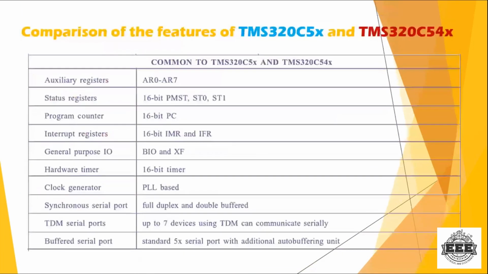Now we are going to see the common features presented in both the TMS5x processor and the 54x processor. There will be no variation between the two processors. Auxiliary registers AR0 to AR7, that is 8 auxiliary registers, will be presented. The status register is 16-bit, the program counter is also 16-bit, and the interrupt register is also 16-bit. General purpose IO port, hardware timer, clock generator, and synchronous serial ports. So these same features are available in the 5x and 54x processors.